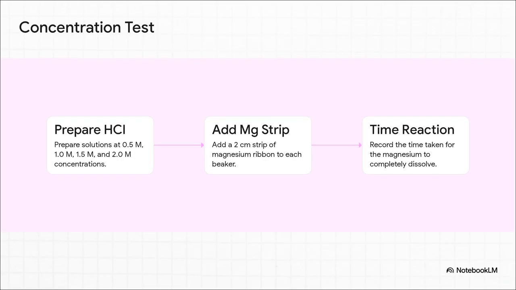So to see this for ourselves, we can do a classic lab experiment. We take hydrochloric acid at 4 different concentrations, so 4 different levels of crowdedness, and we drop a little strip of magnesium into each one. Then we start the timer. The big question is, which one dissolves the magnesium the fastest?